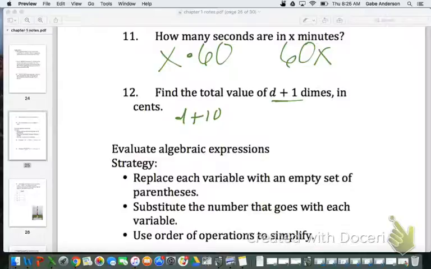Yeah, because it did it in cents, and so 1 dime is 10 cents. But I don't have 1 dime. Well, plus 1 dime. No, I have this many dimes. I have D plus 1 dimes. I don't have 1 dime. I've got D plus 1 of them.